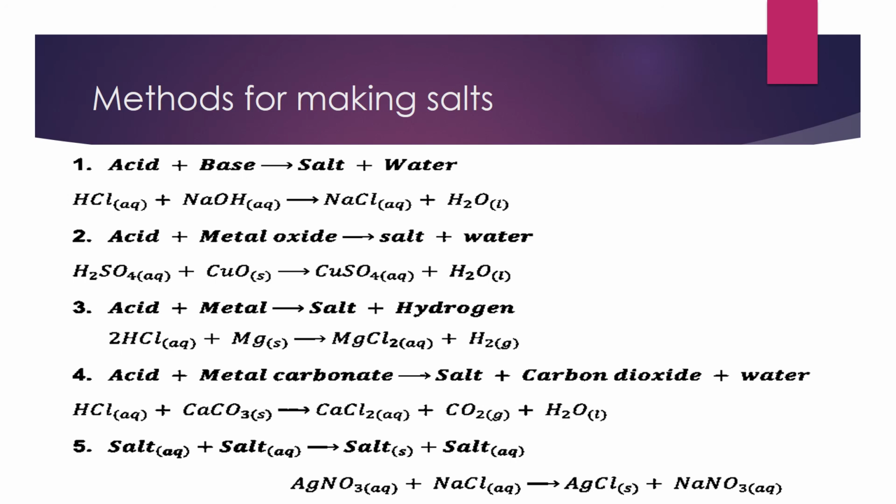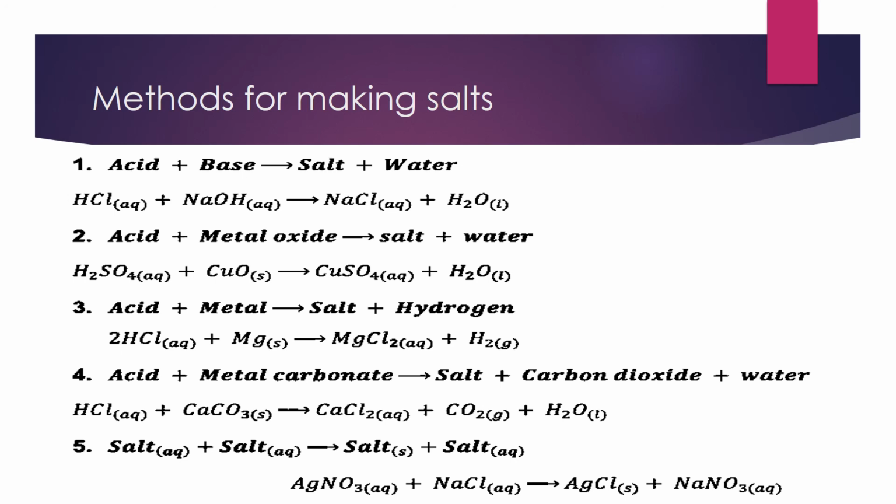Just like hydrogen chloride, when it reacts with magnesium, this magnesium will replace the hydrogen from the hydrogen chloride and the product will be magnesium chloride salt and hydrogen will be released. Fourth method is the reaction between an acid and a metal carbonate, and the product will be a salt and water, and during this reaction carbon dioxide gas will be released.